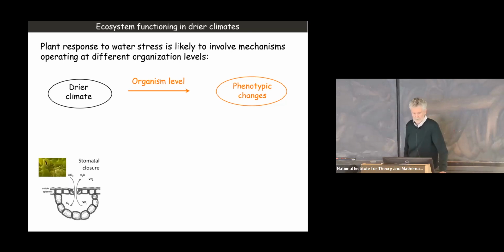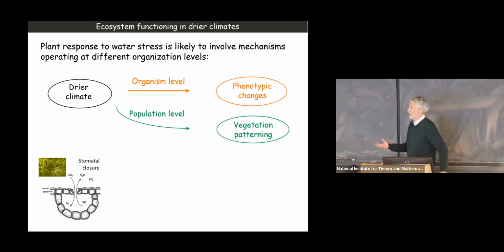Another example, which is relevant to what I'll be talking about here, is stomatal closure as a result of water stress. Stomata are microscopic openings in the leaves, through which the plant exchanges gases with the environment. It takes in carbon dioxide, but it also releases water. And under conditions of water stress, to keep water levels, it closes the stomata.